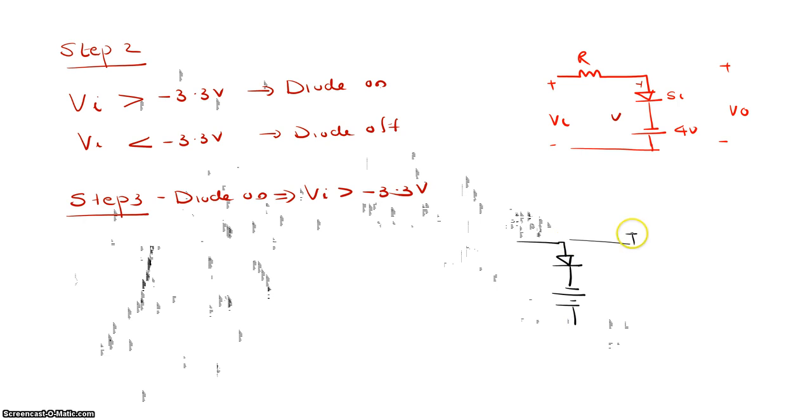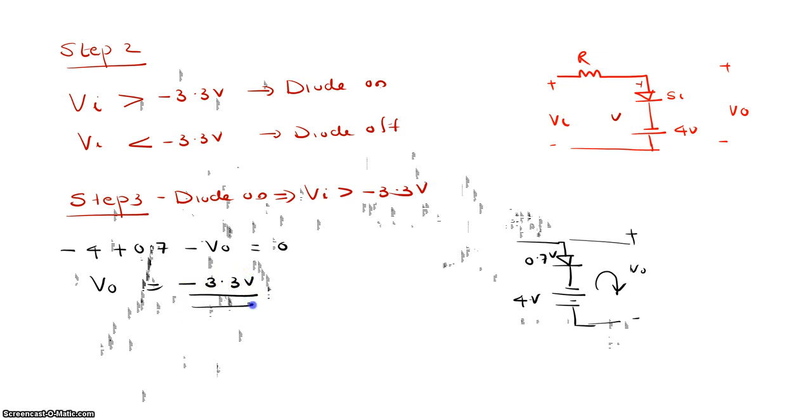Here is your output being taken, right? Diode is on. It is a silicon diode, so 0.7 volt when it is on, and this is supposed to be 4 volt. So now apply KVL in this direction. Plus to minus, so it will become minus 4, minus to plus 0.7, minus V out should be equal to 0. So what is your V out? V out should be equal to minus 3.3 volt. So that is a fixed voltage of minus 3.3 volt that you are going to get as the V output when the diode is on.